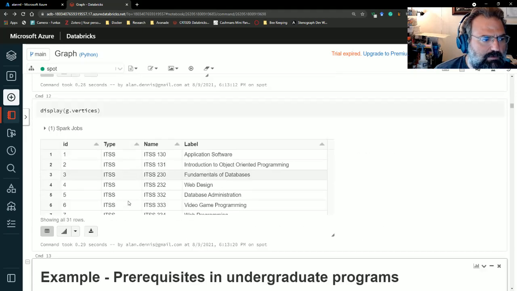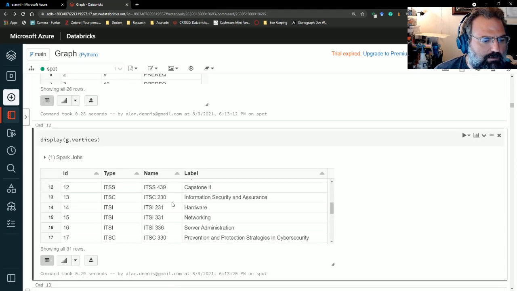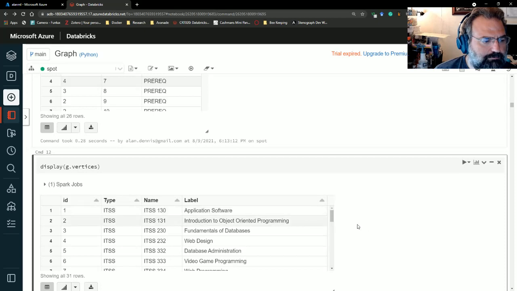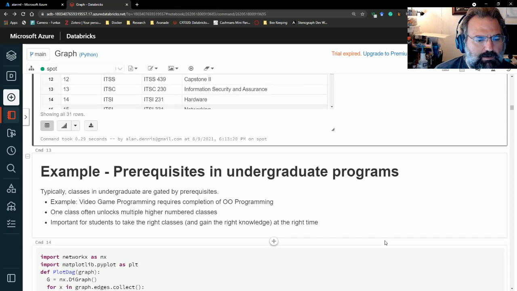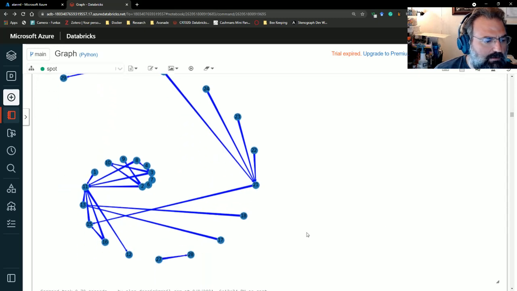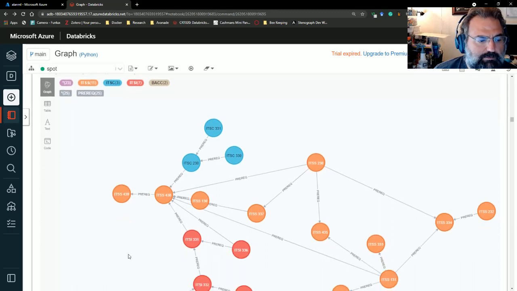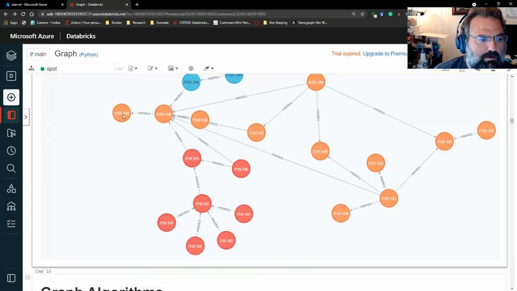You can do the same thing going in and scrolling to the vertices. Number 11 is the capstone number 1, ITS 438, and 12 is capstone 2, 439. Not surprisingly, 11 and 12. 12 has something pointing at it, lots of stuff pointing at 11. So this is kind of the last one in the chain if you're a software developer. You can also see it a little cleaner here, but it's the same basic information.